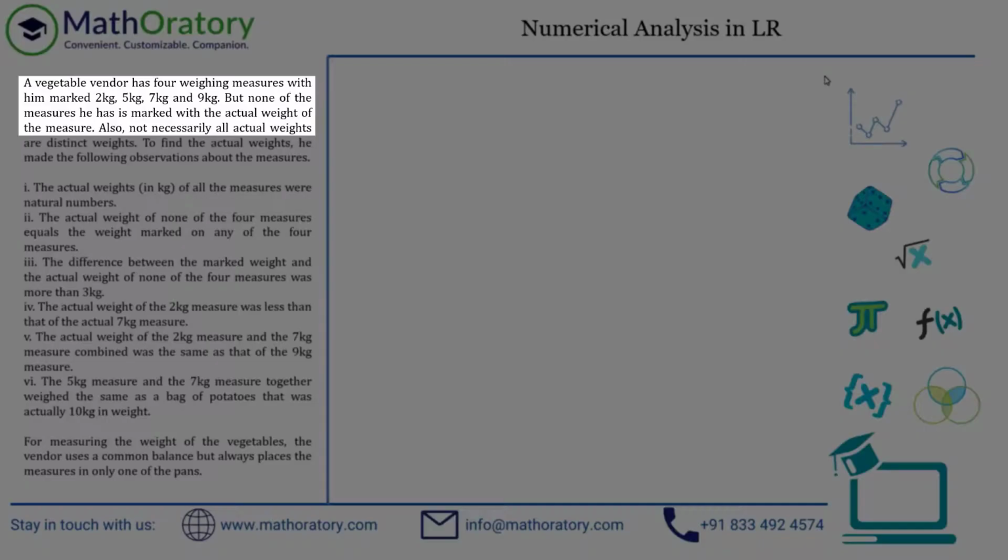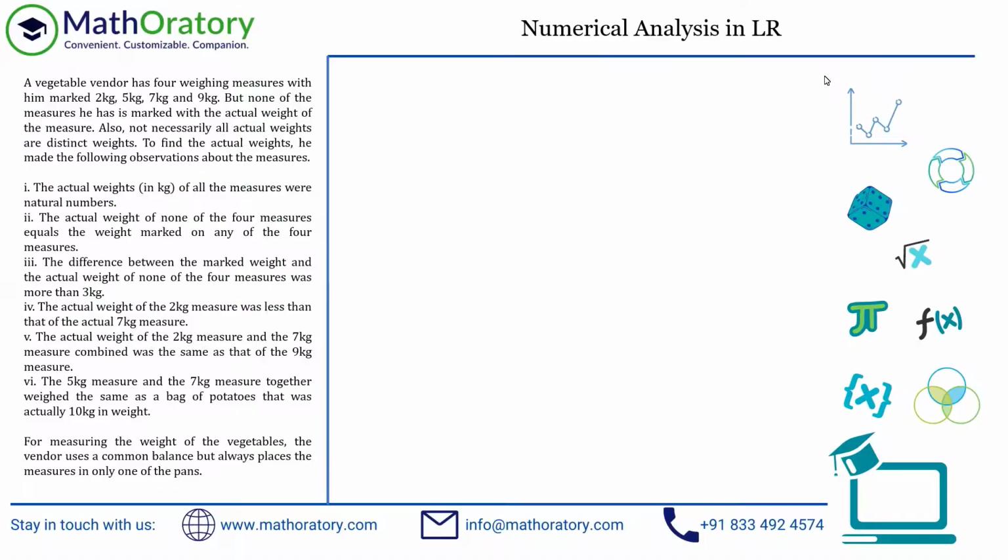All right, so in this LR set, we have a vegetable vendor having 4 weighing measures marked as 2 kilo, 5 kilo, 7 kilo, 9 kilo. But none of the measures he has is marked with the actual weight of the measure. Okay, interesting. So basically, these are not the correct weights. So effectively, in this question, we would be looking to find the correct weight, I believe.